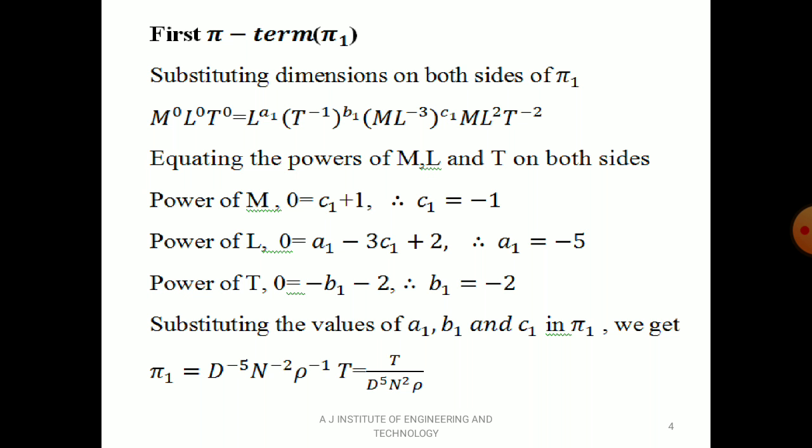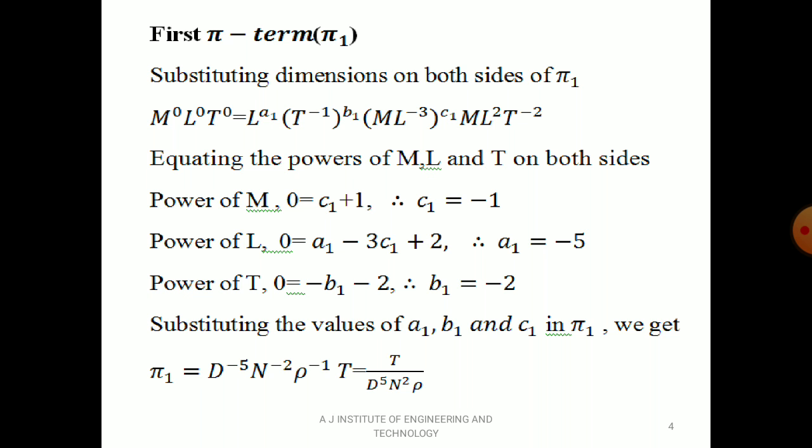Then we can go for equating the power of T. So T to the power 0 on the left hand side, T to the power minus b1 on the right hand side, and T to the power minus 2 again on the right hand side. So 0 equal to minus b1 minus 2. Therefore b1 equal to minus 2. Now we have the values of b1 and c1.